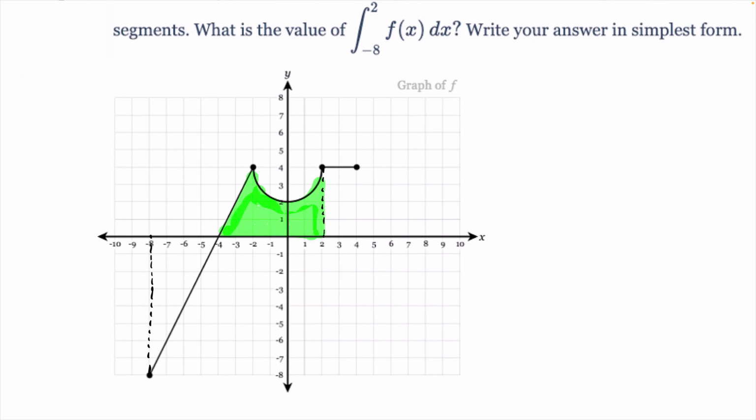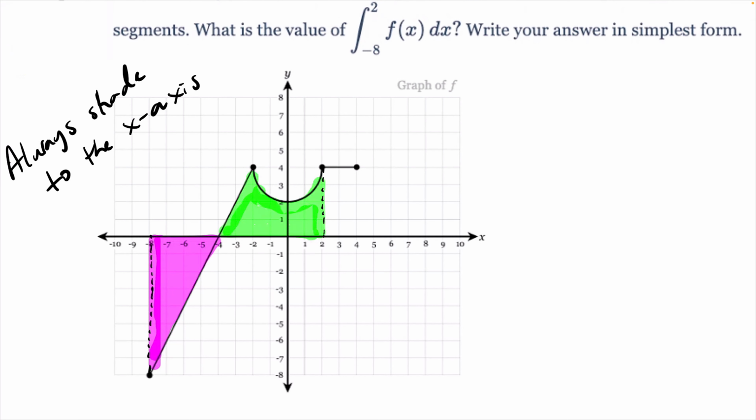Now we have some under the x-axis. How do I shade under the curve if it's below the x-axis? You shade up. If it's below the x-axis, you shade up to the x-axis. If it's above the x-axis, you shade down to the x-axis. Always shade to the x-axis. And I did two different colors because one of them is going to be a negative area and one of them is going to be a positive area.